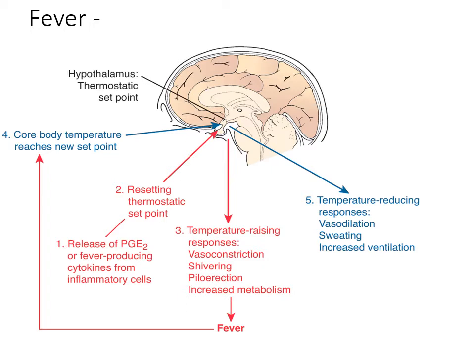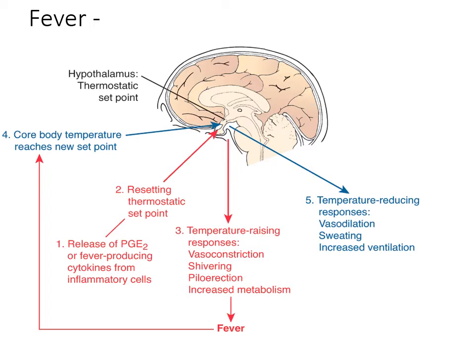Okay, so let's look at this one. Slightly different, still a side view of the brain. Number one, release of a prostaglandin or a fever-producing cytokine from inflammatory cells. So that's prostaglandins, that's tumor necrosis factor, and interleukins. They go through the bloodstream to the hypothalamus and cause a resetting of the thermostat to a higher temperature.